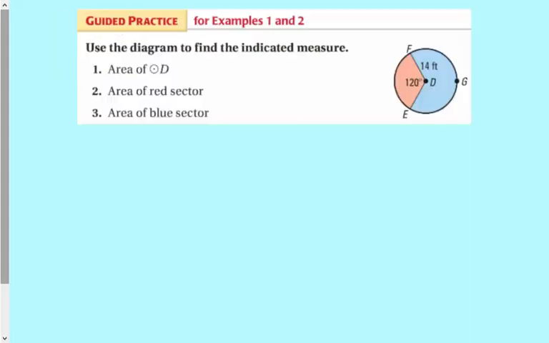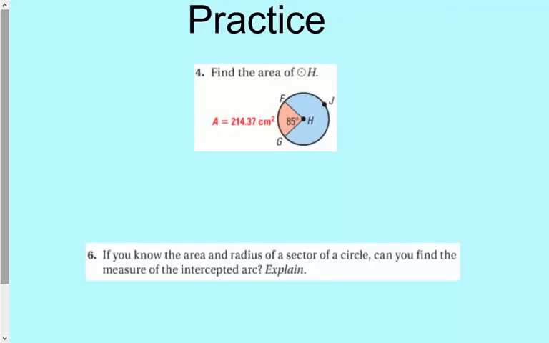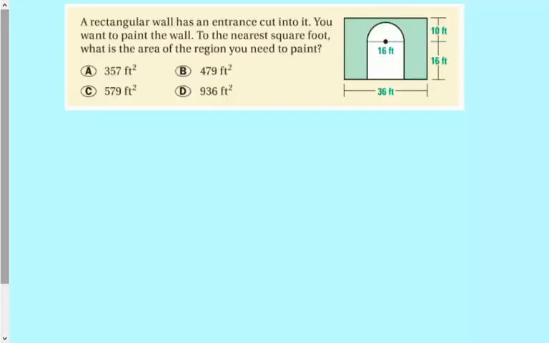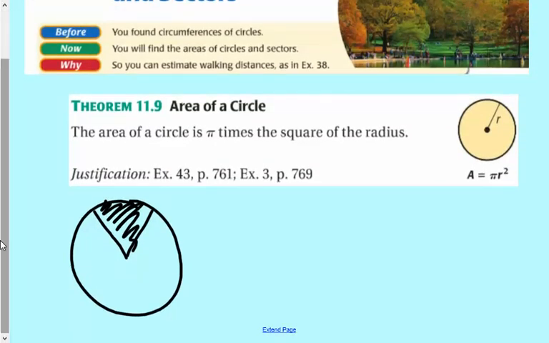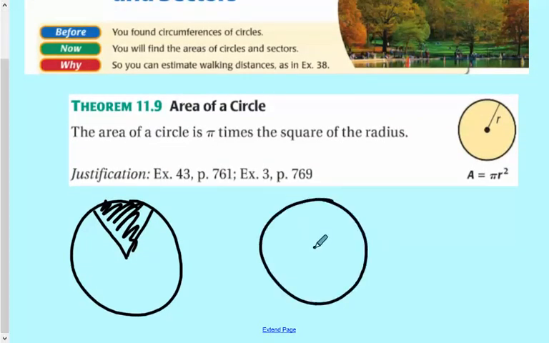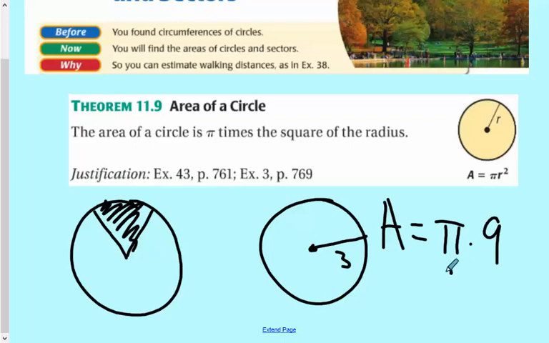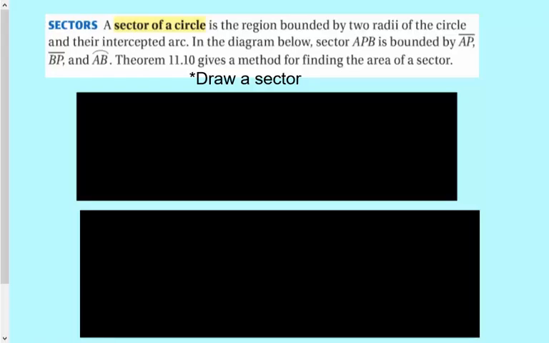I should probably do one problem now. Let's just say that we have a circle and the radius is 3. The area would be pi times 9, or 9 pi, or you could type that into your calculator. Again, use the pi button on your calculator. We'll round to the nearest hundredth, so 28.27 units.